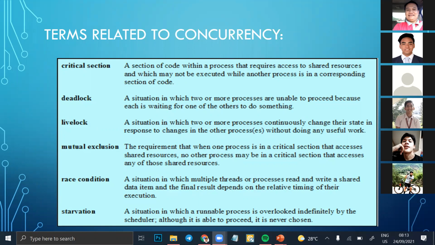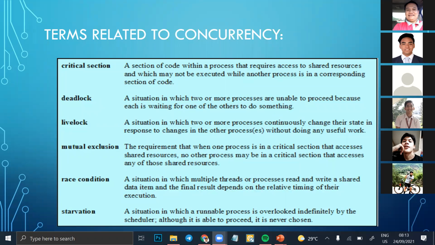The next one is mutual exclusion. The requirement that when one process is in a critical section that accesses shared resources, no other process may be in a critical section that accesses any of those shared resources.